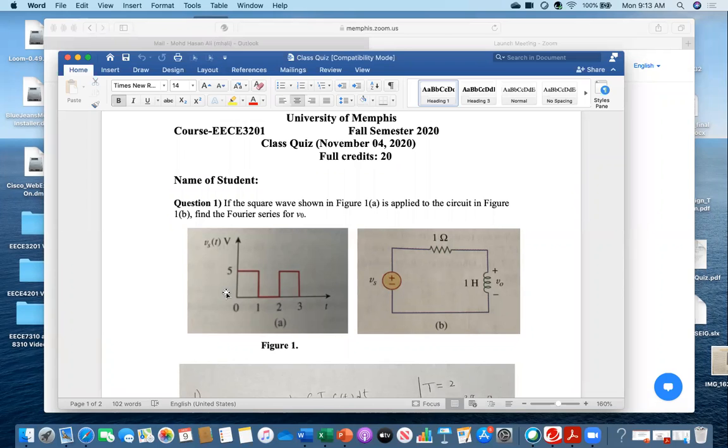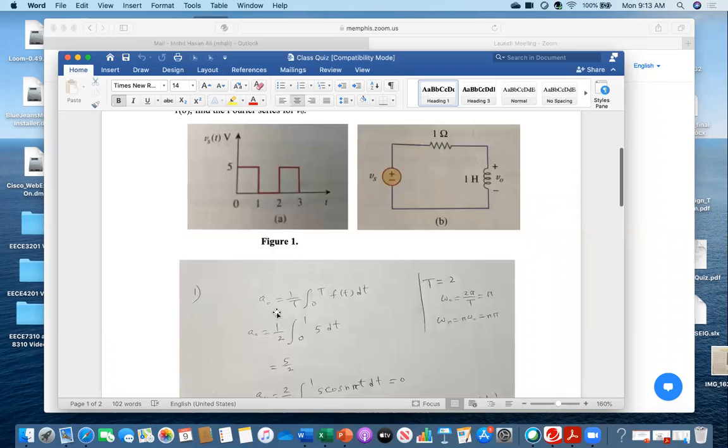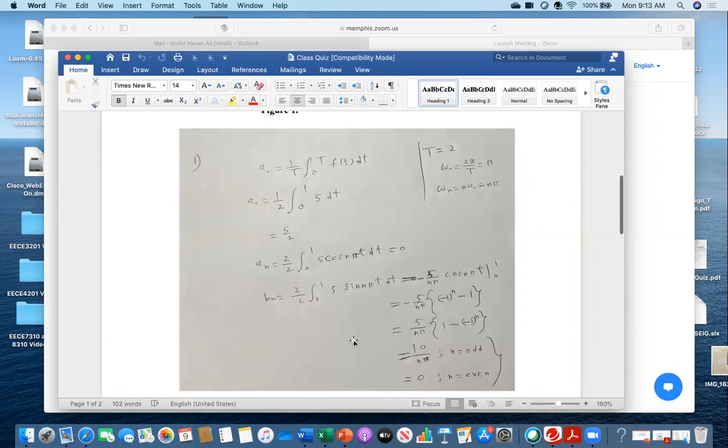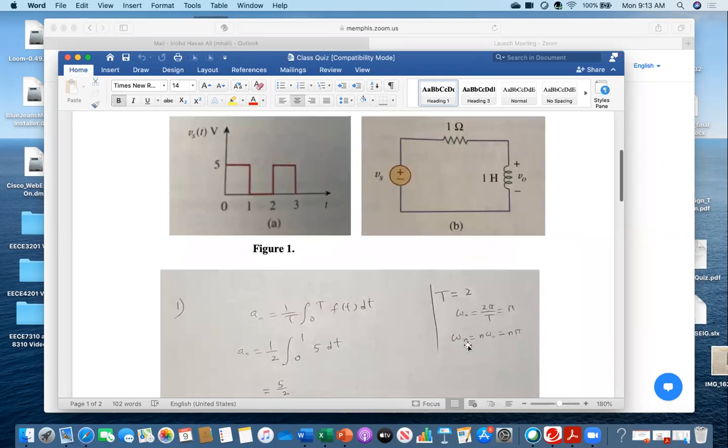This means that first you need to apply the Fourier techniques on this signal and then apply the circuit analysis later here. And you can easily find the voltage, the total current multiplied by this impedance. So first, I am finding those three: a naught, an, and bn. Here the total time period is 2, so omega naught is 2 pi over T, which is pi. And then I wrote omega n for the nth harmonic. Omega n is n omega naught, which is n pi.